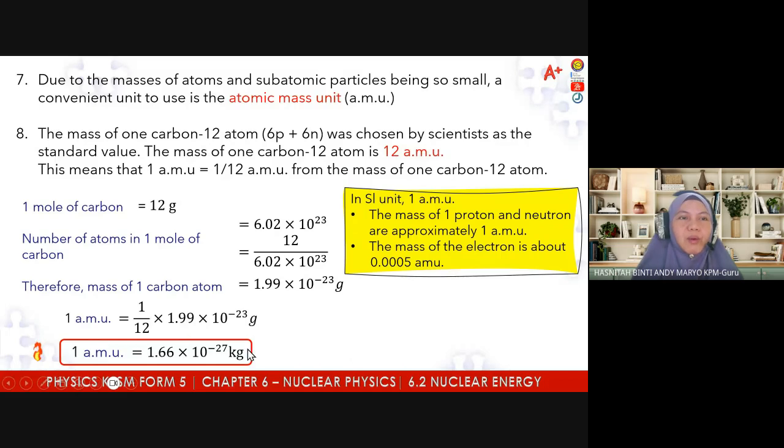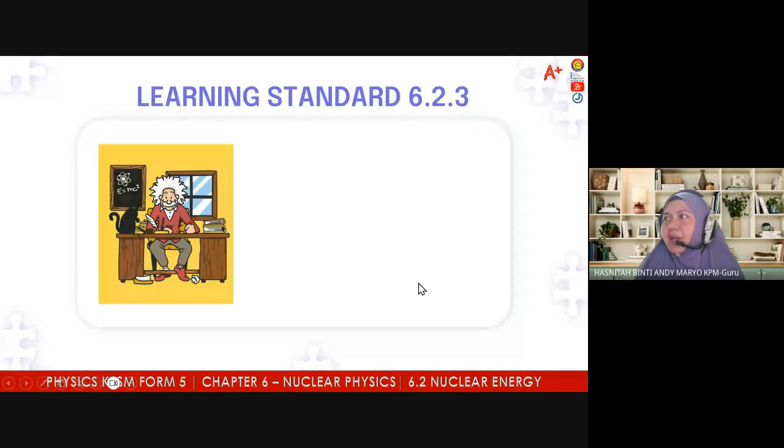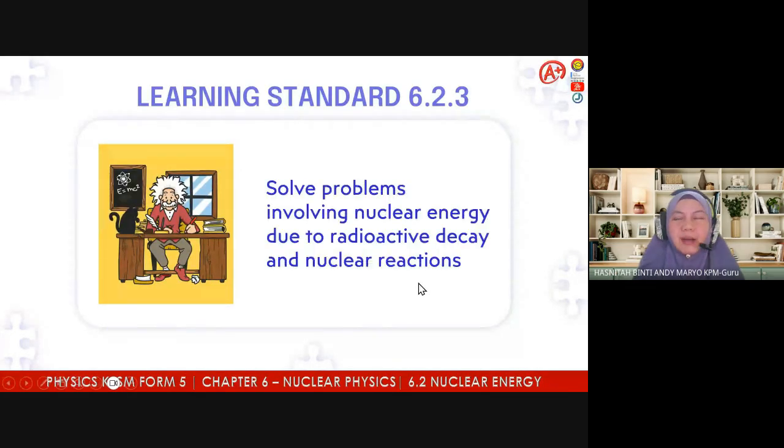So why do we want to know this? Because when you apply E equals mc squared, the unit for mass in the equation must be in kilogram. Alright, okay. So now let us check a few example questions, applying that equation of E equals mc squared.